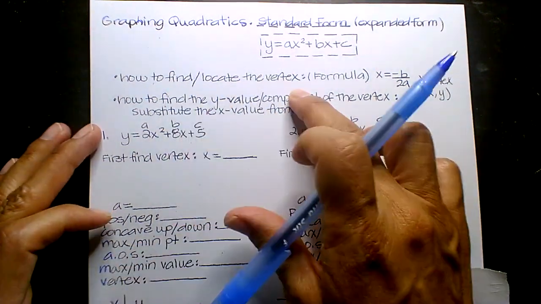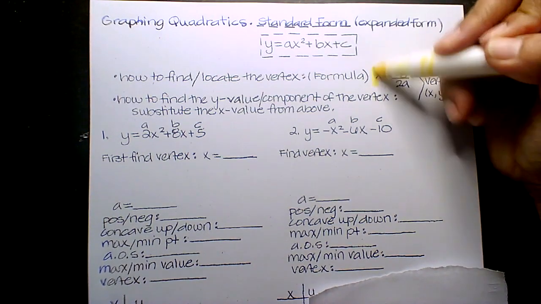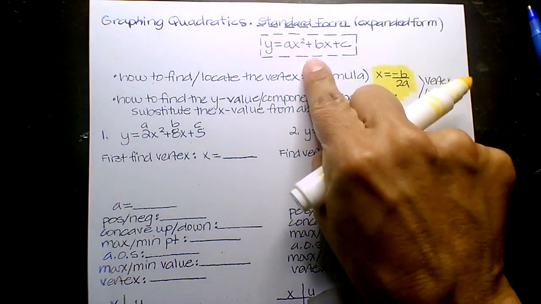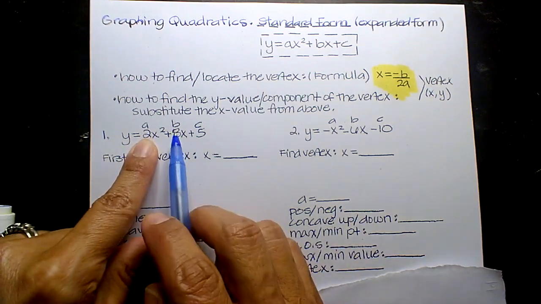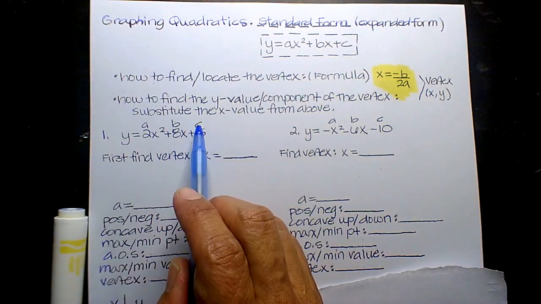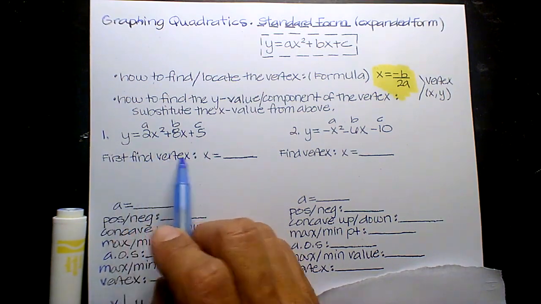All right, how to find and locate the vertex. You have to use this formula. It's non-negotiable. You cannot go opposite h, follow k, because there's no h, k here. It's a, b, c, okay? So look, a is positive 2, b is positive 8, c is positive 5. Find the vertex.